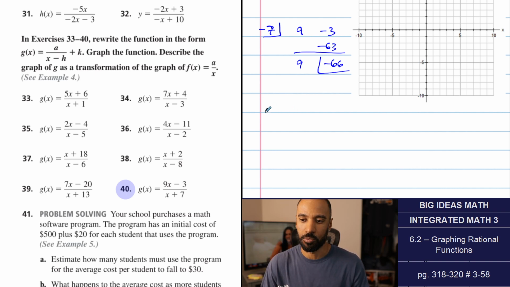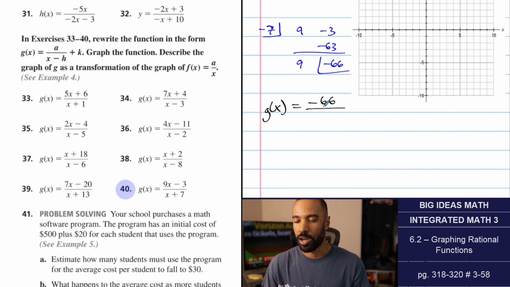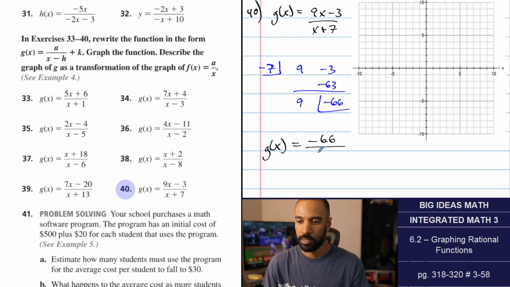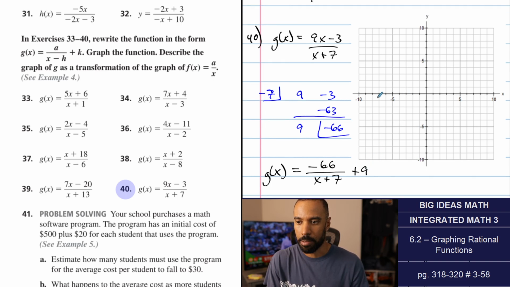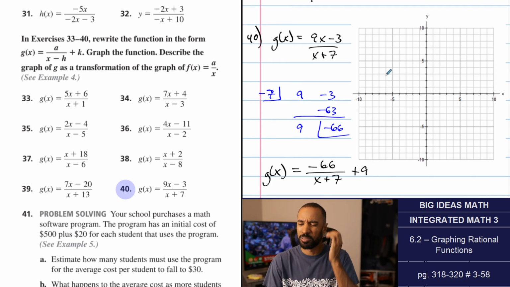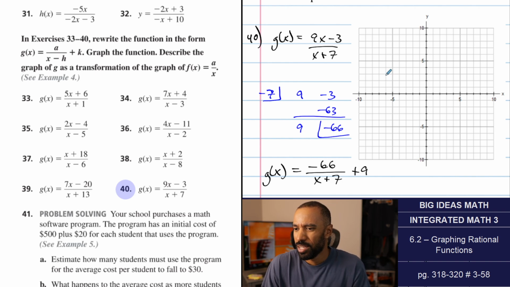So g of x equals negative 66. At least it ain't no negative 111, but it might as well be. Negative 66 over x plus 7. And then plus 9. So here's the other problem. And I'm not intent on changing scale. I mean, should I? I might have to change scale.